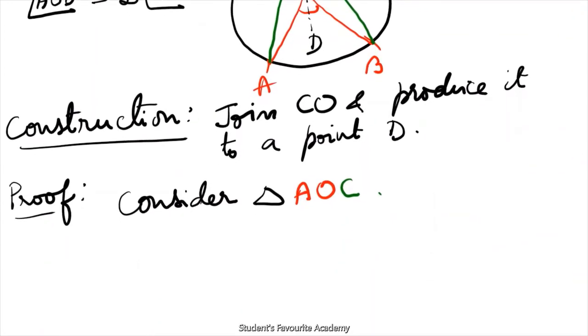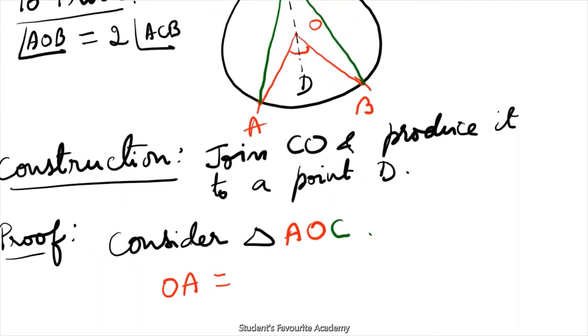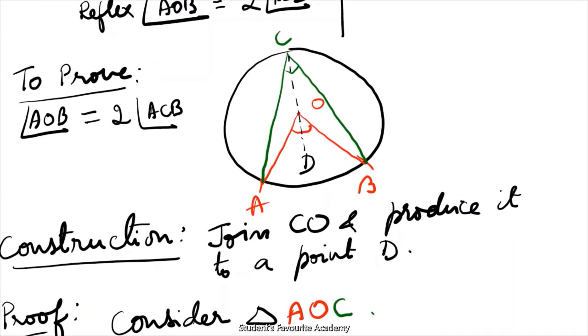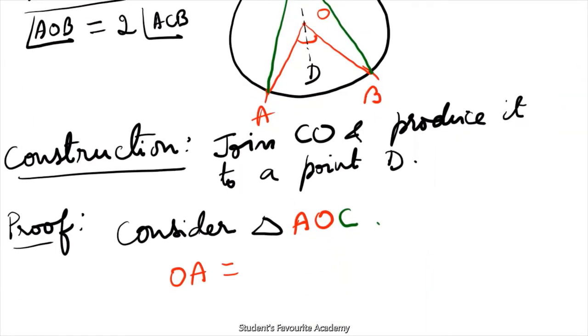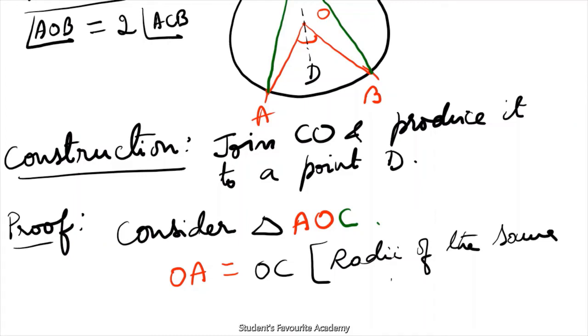So in triangle AOC, OA is this one and OC is this, the dotted one. Okay, OA is equal to OC. The reason should be always written in square brackets. They are radii of the same circle. Radii is the plural of radius. Radii of the same circle.